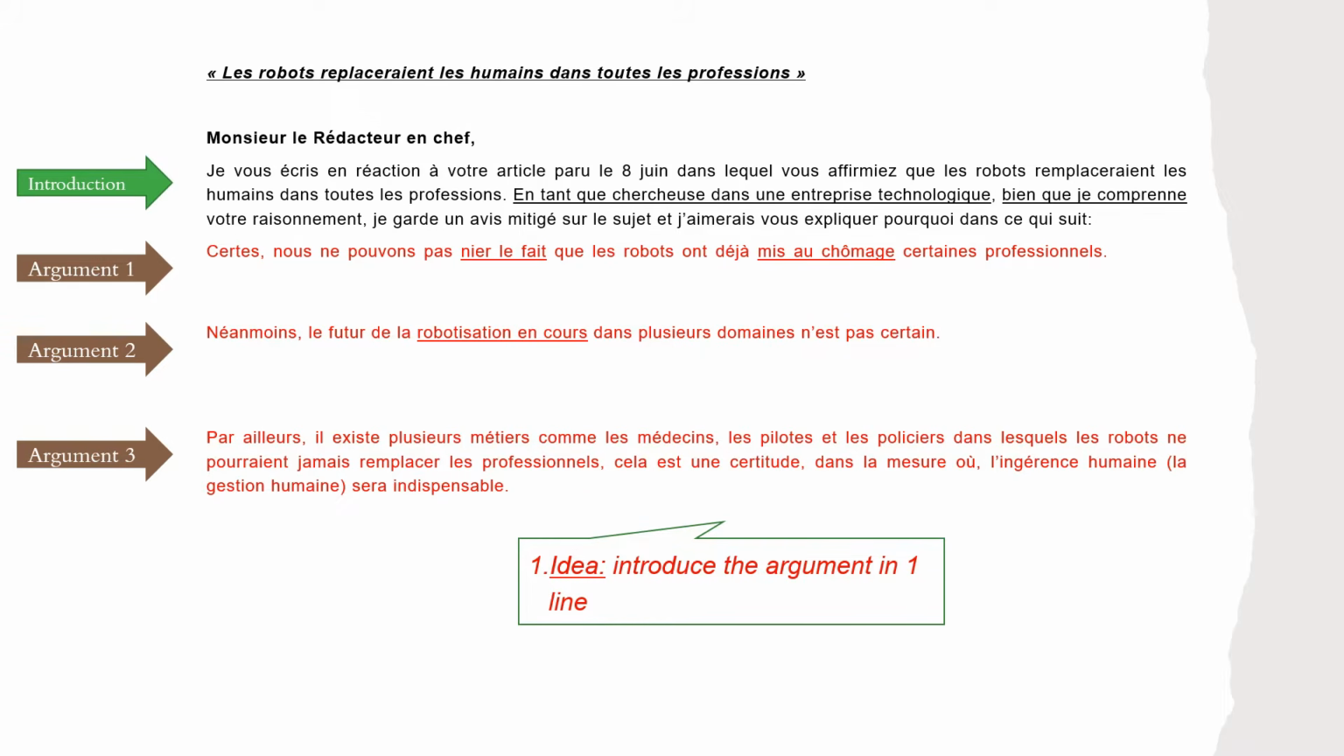So if I were to write it in the exam, I would actually cut down my argument 3 and I would say, "D'ailleurs, il existe plusieurs métiers dans lesquels les robots ne pourraient jamais remplacer les professionnels." That's it. That would have been my opening statement. And then in the next statement, I will talk about examples like les médecins, les pilotes, les policiers, etc.